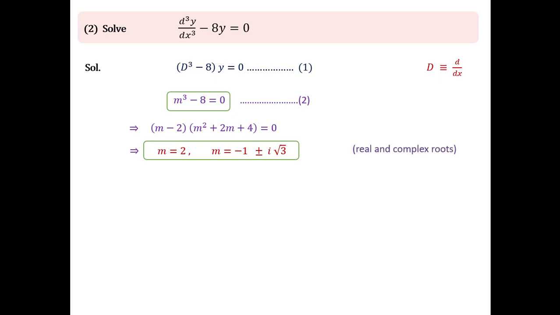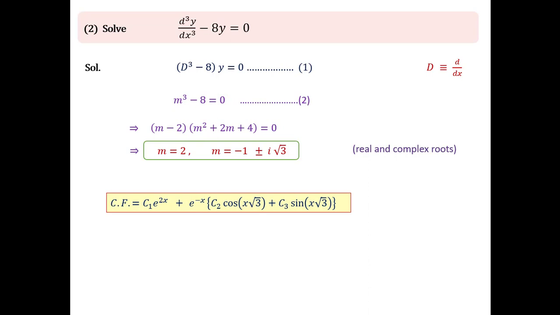So complementary function is as follows. The first part of complementary function is for real roots and the second part is for complex roots. The right hand side of given differential equation is 0, so particular integral will be 0. Therefore, the general solution of given differential equation is as follows.